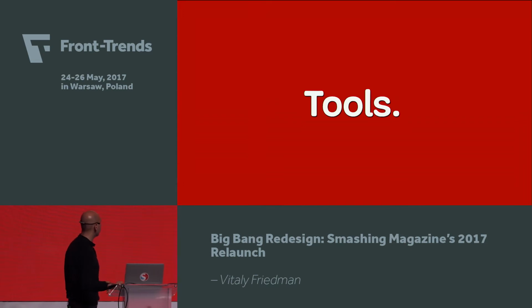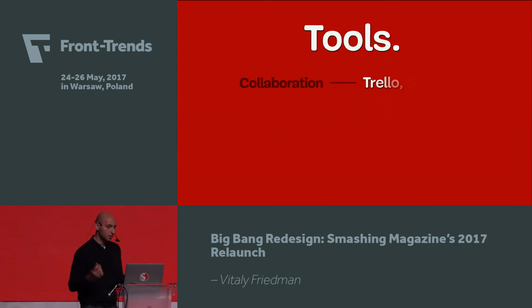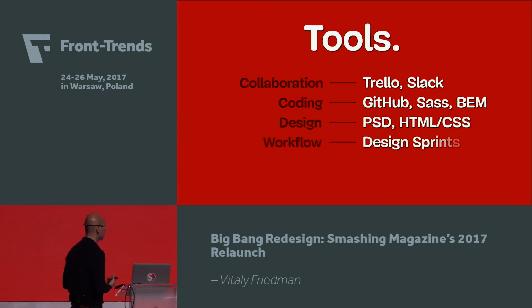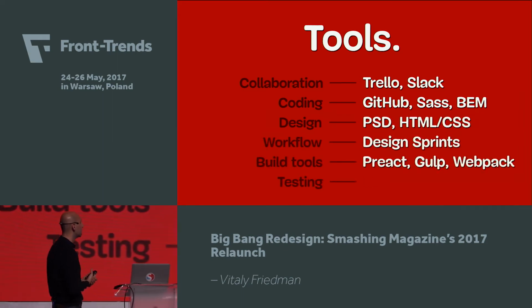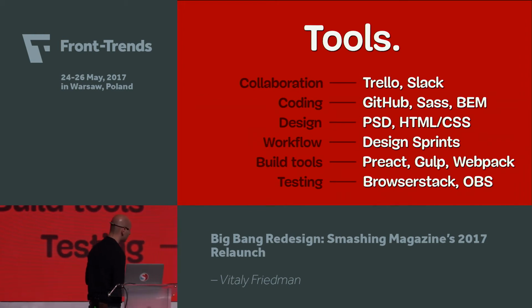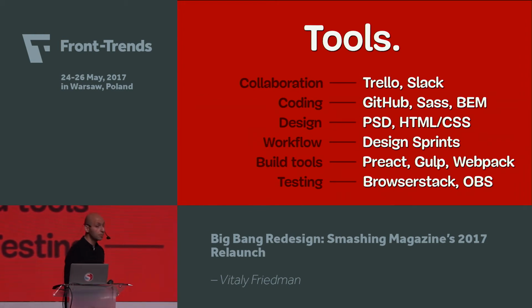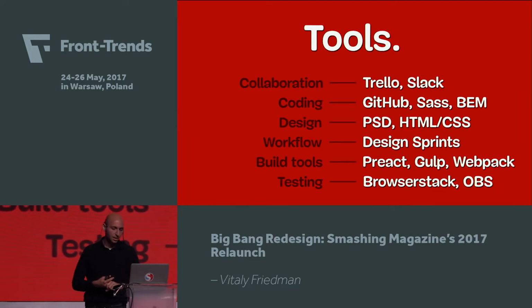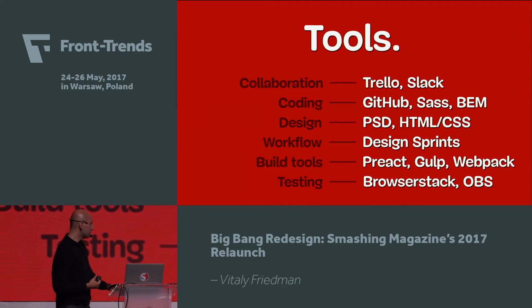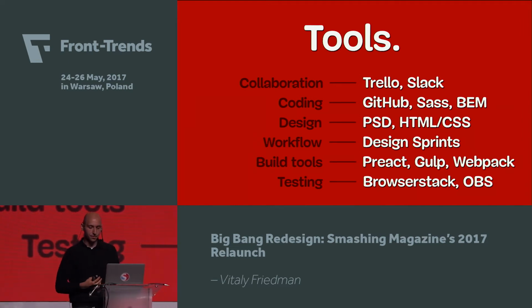So what tools did we use then? Well, probably the usual suspects, I guess, something that most of you are using anyway. We've been using Trello and Slack, and we've been using GitHub and Sass and BEM notation. Dan prefers to work from the visual mockup in Photoshop, and then we moved very quickly into HTML, CSS. We used Preact, Gulp, and Webpack, and for testing, BrowserStack and OBS, which is just an open source tool. There are tons of them, right?